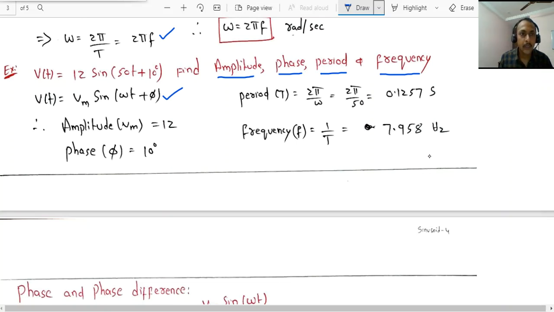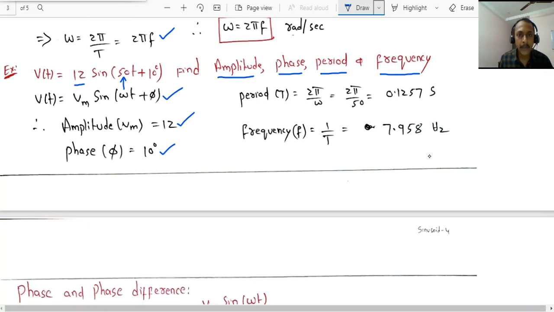Now, in this, amplitude is Vm. Compare: Vm is 12. So amplitude is how much, dear students? 12 volts. What about phase? Phi equals 10 degrees. Just compare the given equation with its mathematical form. Now omega is known. Omega is 50.